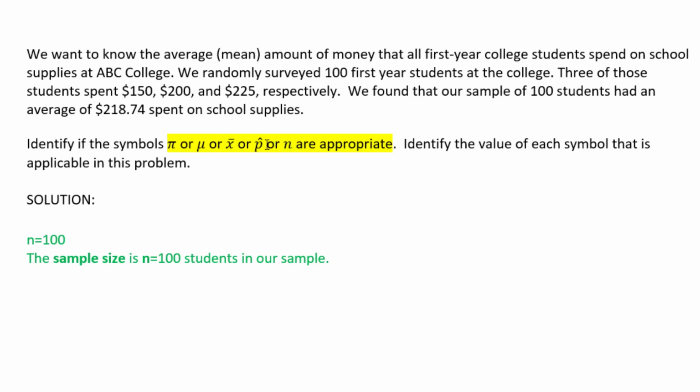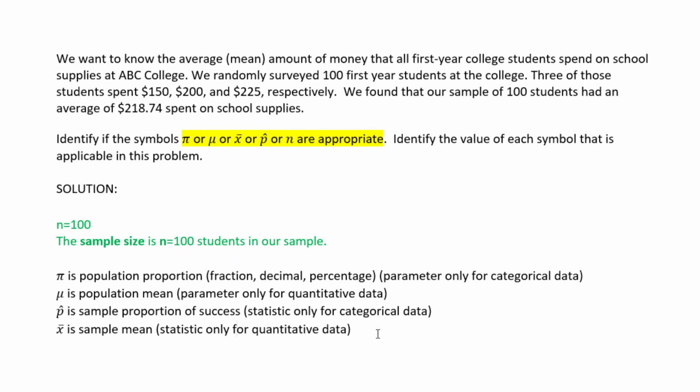Next, let's go ahead and sort out the meaning of these 4 remaining symbols. So in this problem, we're talking about quantitative data. We would have a big list of dollar amounts from the 100 students that we talked to at the college. We'd have numbers like $150 spent on school supplies, $200 spent on school supplies, $225 spent on school supplies. We'd have a list of 100 numbers.